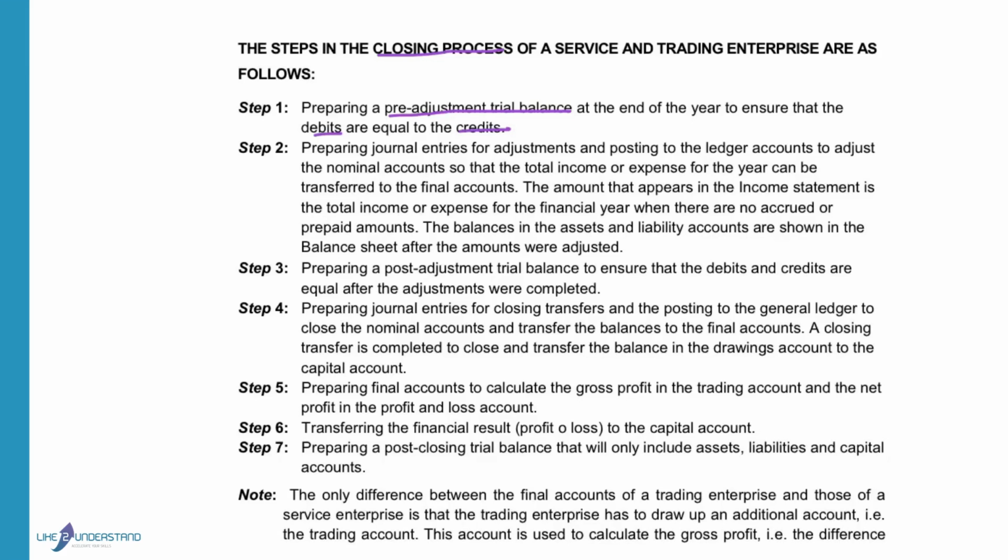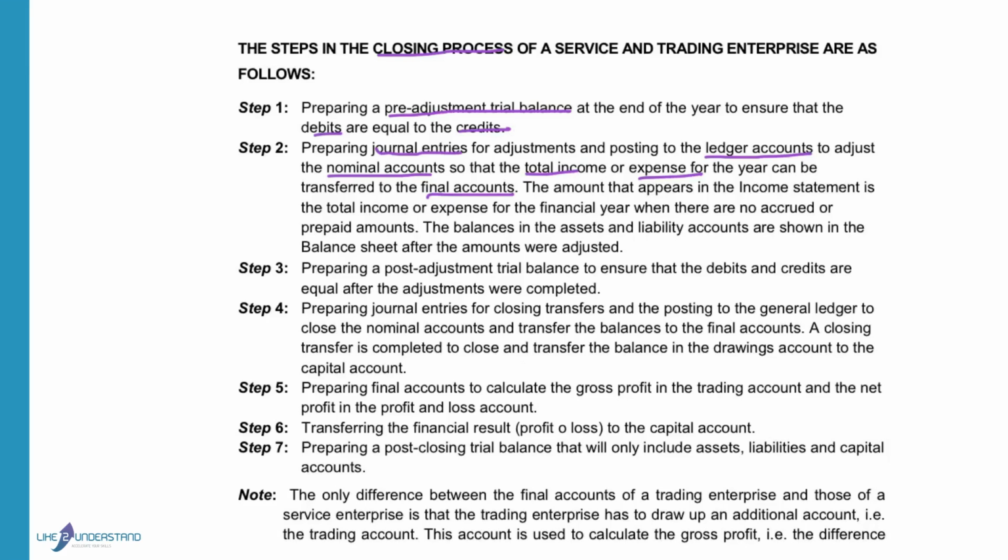At the end of the year, this trial balance that you do every month will be called the pre-adjustment trial balance. Then you will prepare journal entries for the adjustments, and you will post these entries to the ledger accounts to adjust the nominal account so that the total income and the total expense for the year can be transferred to the final accounts. So it can happen that the amount that appears in your ledger is not the total expense for the year, so you have to adjust it, because in the income statement and your final accounts you have to show the total income and total expense for the current year. Whether you paid it or not, that's the amount that must go in there.